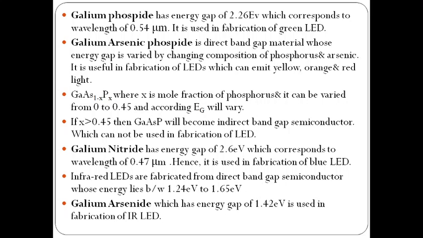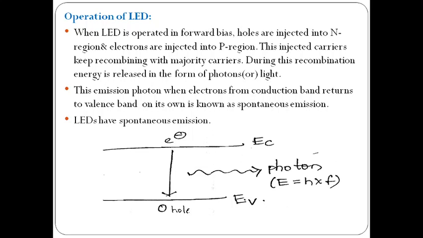So it will generate the wavelength of infrared rays, so this can be used in IR LED fabrication. Operation of LED: it is like our normal PN diode only. Here the P-N junction is fabricated by using direct band gap semiconductors.